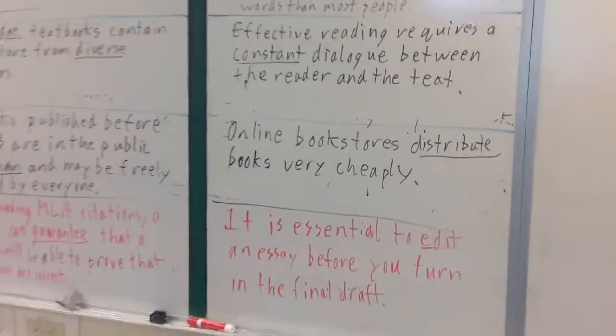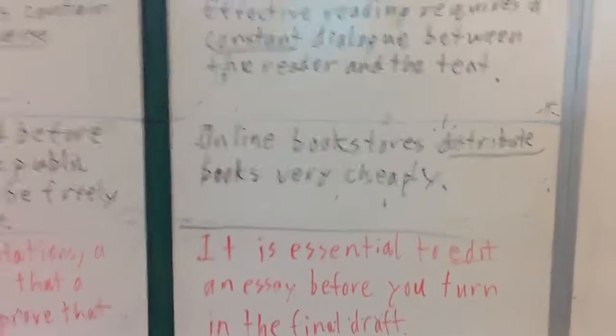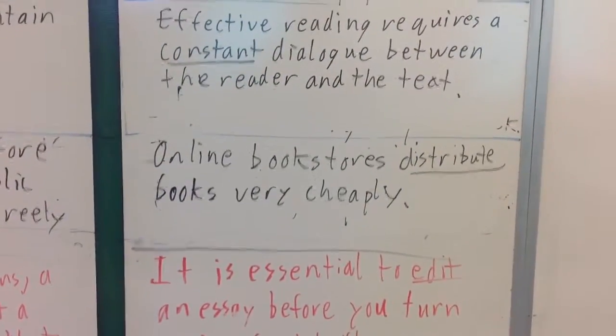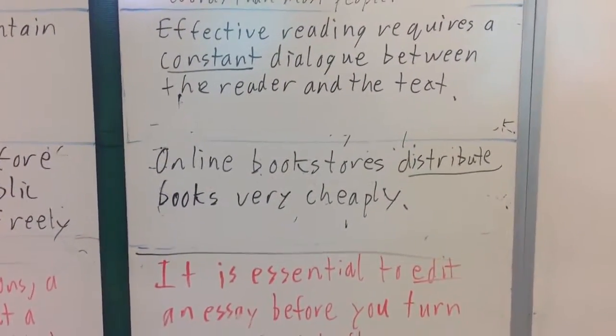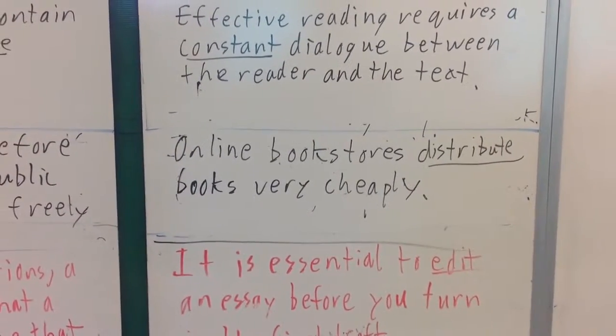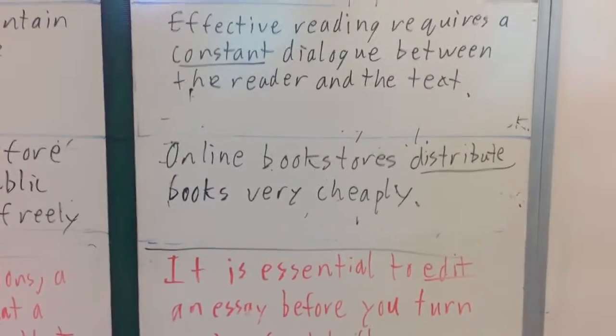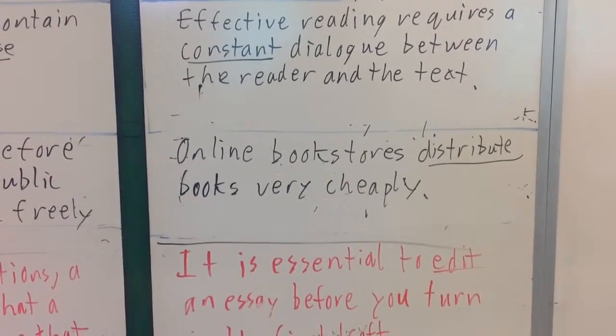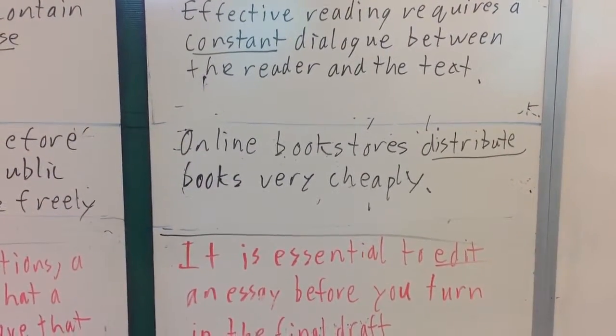Here's a sentence related to English. Online bookstores distribute books very cheaply. So compared to paper, especially if you're reading e-books, electronic books, that's very cheap. You don't even have to have a physical object moving around, right?